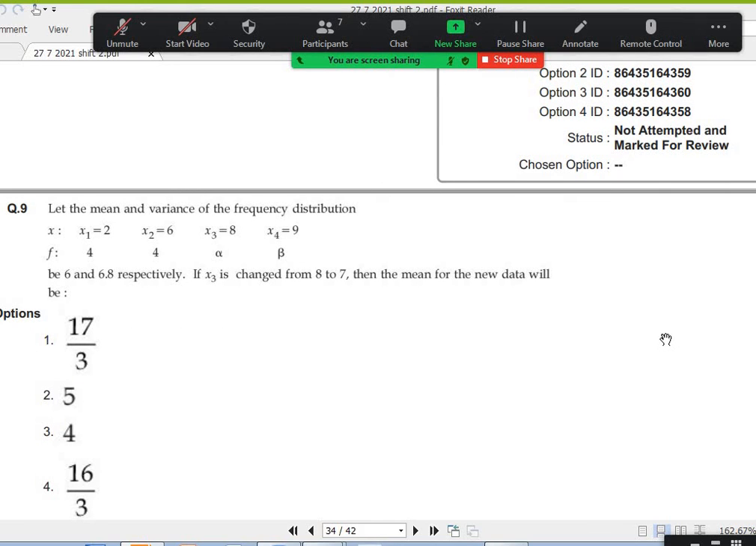What is this ninth question? Mean and variance are given. And if x3 changes from 8 to 7, the mean of the new data. Okay, just fine.